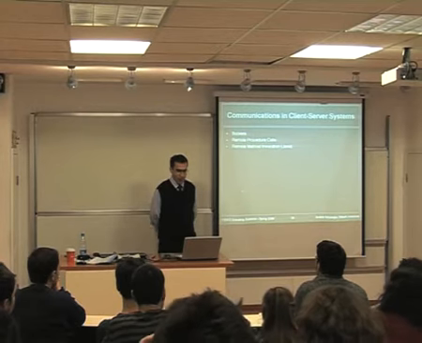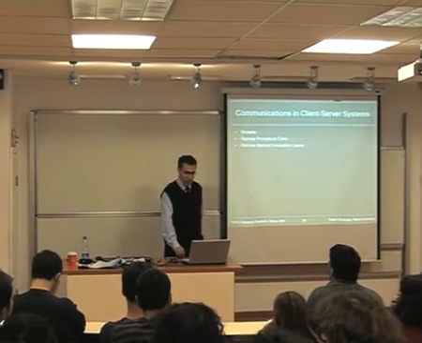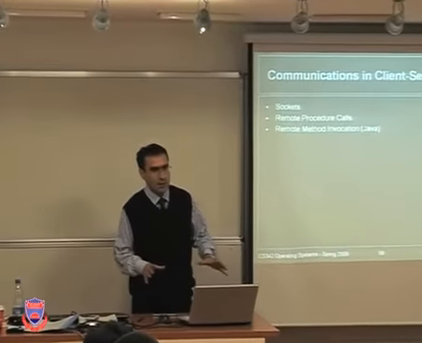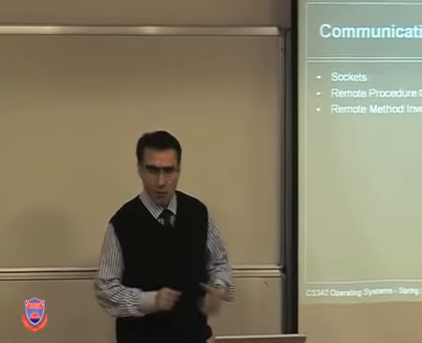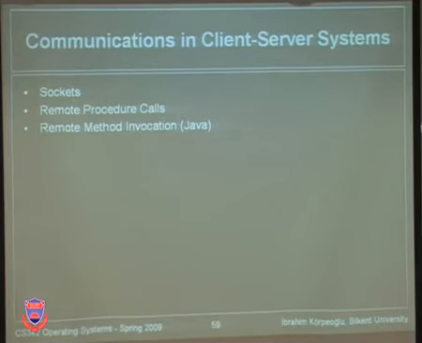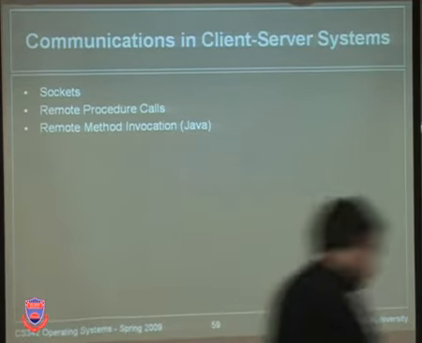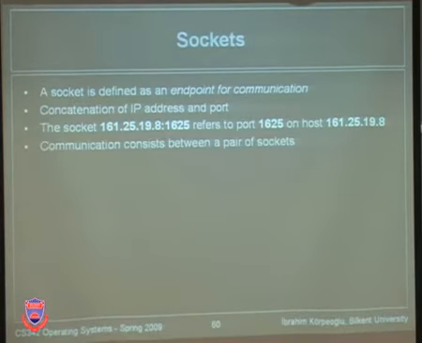Okay, so we will now describe some mechanisms that can be used for communication among processes that are running in different machines. These are called sockets, remote procedure calls, and remote method invocation. So let's look briefly at each of these. Sockets can be used to communicate between processes over the internet.